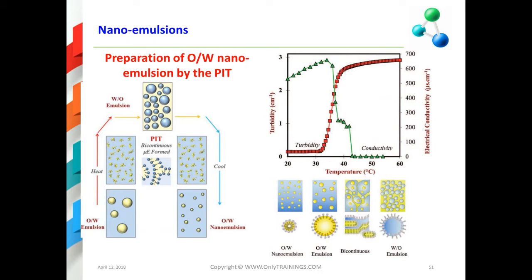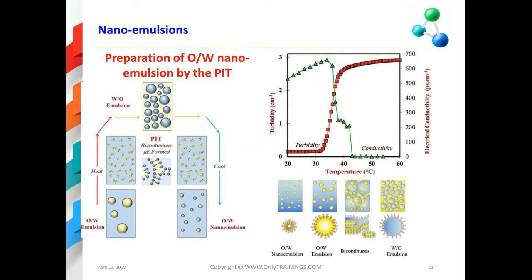Okay, to follow by PIT methods, as I told before, you will start by a coarse oil in water emulsion, for example. You will heat it up to the PIT temperature that you have determined experimentally or you find in the literature, and you will cool down the system to obtain very thin nanoemulsions.